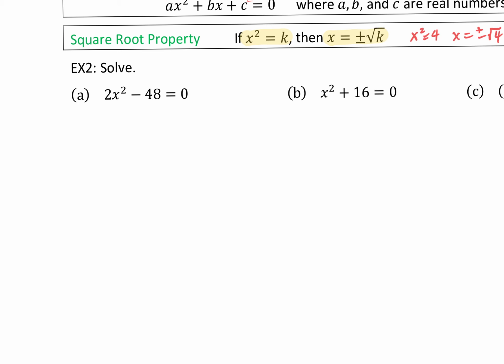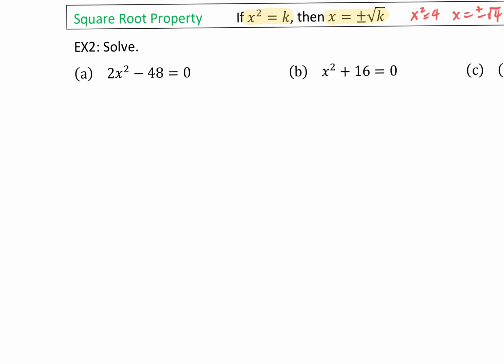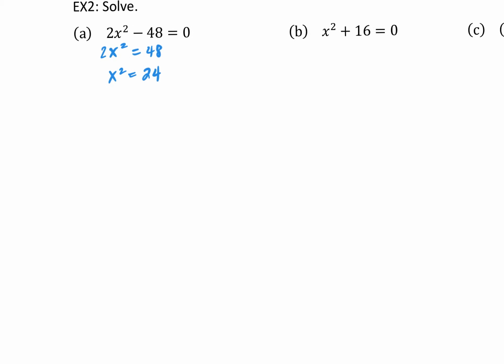Example 2a, we have the squared term, we have the constant term, but we have no linear term. So we're going to try to isolate the x squared by first adding 48 to both sides to get 2x squared equal to 48. Then divide by 2 to get the x squared by itself. X squared is going to be equal to 24. So now we can use our square root property. If we square root both sides, this becomes x equal to plus or minus the square root of 24.